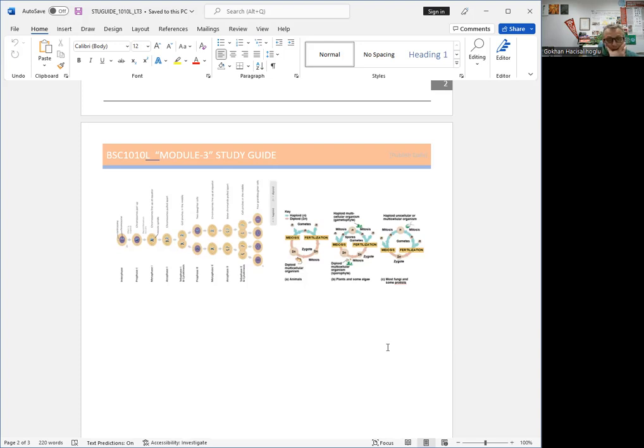The daughter cells created at the end are not identical, but they are unique. That means they are not exactly the same as each other, and they are not exactly the same as the parent. So go over your notes, look at your book, and keep studying.